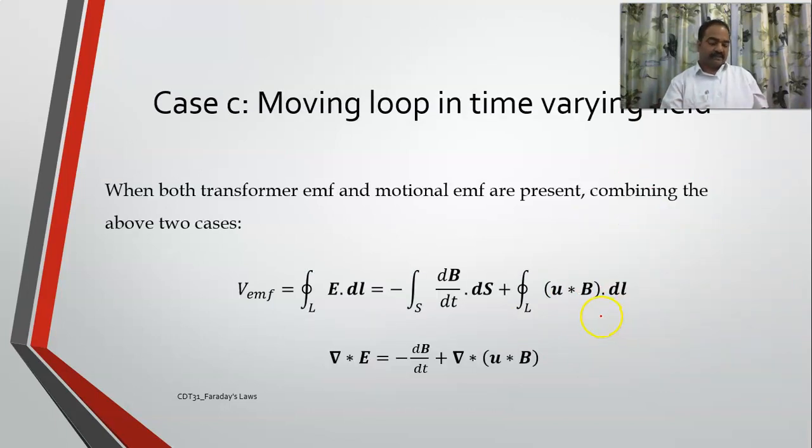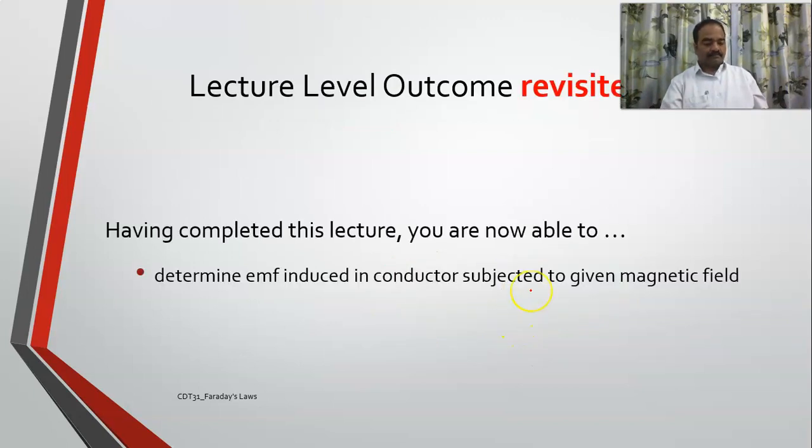Now when both things are happening, which means the loop is moving and the field is also varying with respect to time, then I should join these two equations. The first equation was minus the surface integral of dB by dt. The second case, the line integral of u cross B dot dl. So I need to join these two equations, right?